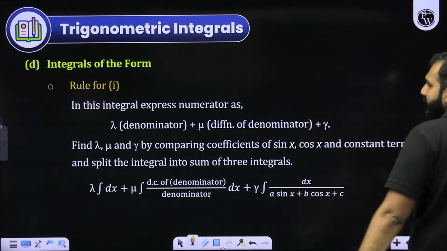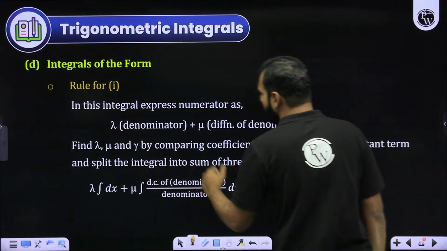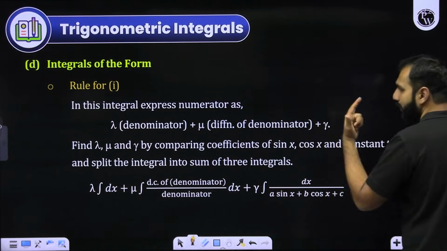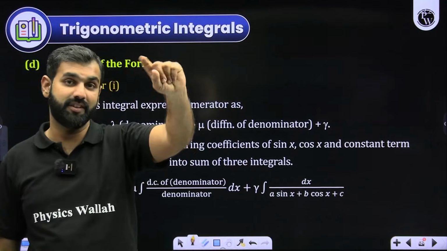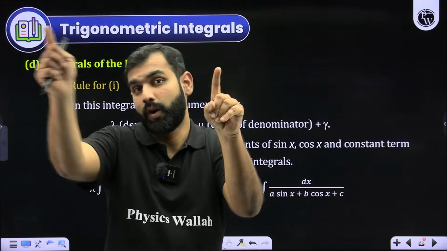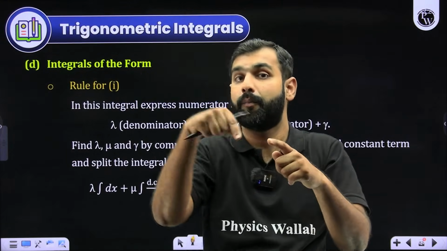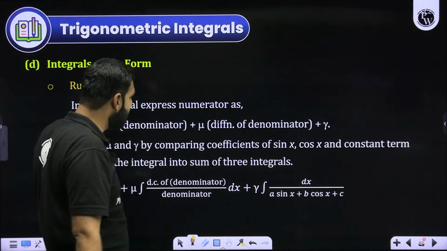Let's say something like this is given. In that case, again, write the numerator as lambda times denominator plus mu times derivative of denominator plus gamma. Do you not think this will become the same as what we have just discussed in the case of quadratic upon quadratic, or quadratic into under root over quadratic, or quadratic upon under root over quadratic? Do you remember those three cases?